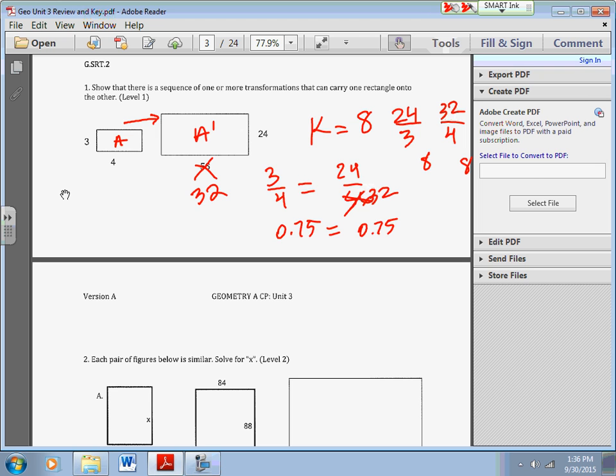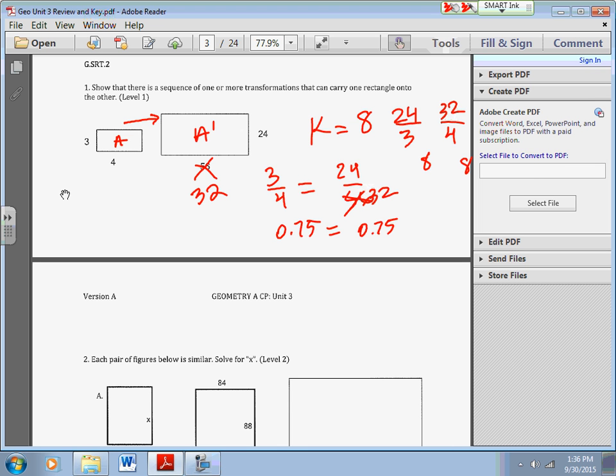Is it all right when I was comparing them, I put 4 over 3 and 32 over 24? Yeah, that's fine. 4 over 3, and you should still get the same decimal value. So it doesn't really matter which order, bigger or smaller on top or bottom. When you're checking to see if they're similar, you're going to get the same decimal.